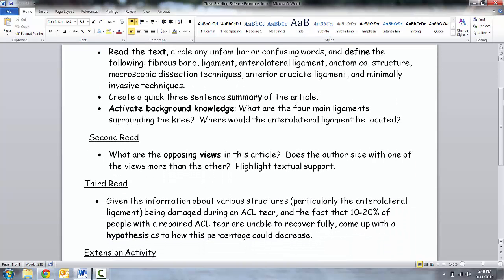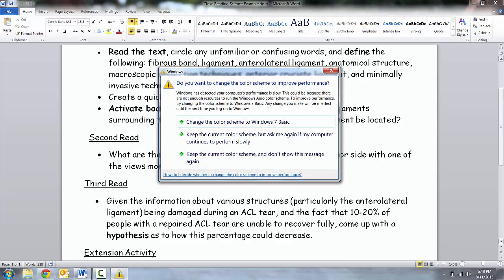For the second read, I would ask them, what are the opposing views in this article? Does the author side with one of the views more than the other? And then to highlight textual support. This is something they just should notice, as most scientific journals and articles that we'll be reading always have opposing views. So this would be a good option for their second read.